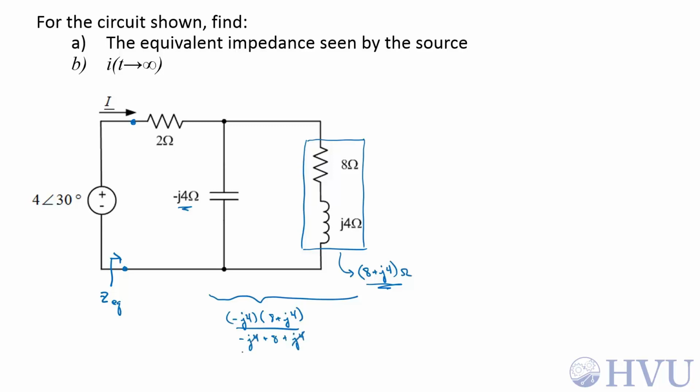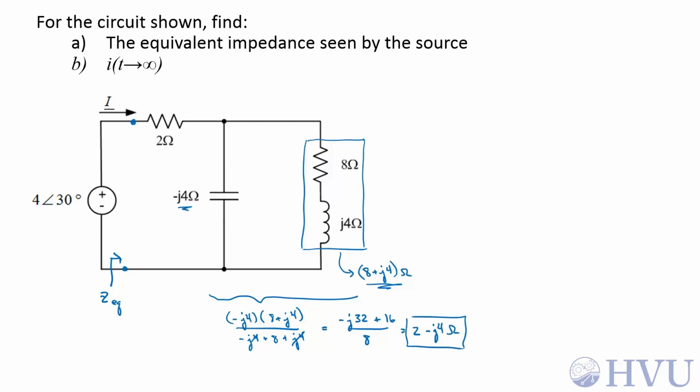The j4's in this denominator cancel, which makes the problem really easy to do even in rectangular coordinates, although normally I do division in polar coordinates. So this becomes minus j4 times 8, which is going to be minus j32, plus j4 times j4 is going to be negative 16 with a minus sign, so plus 16, over 8. So this becomes 2 minus j4 ohms.